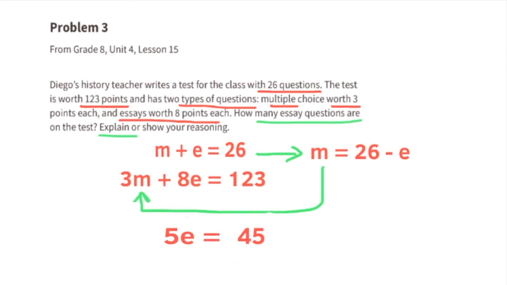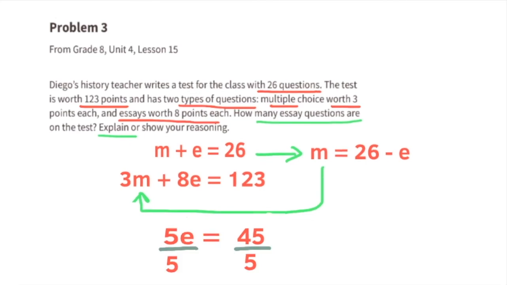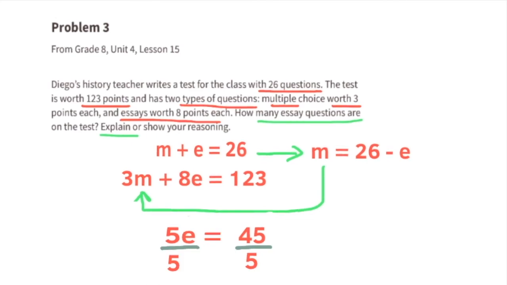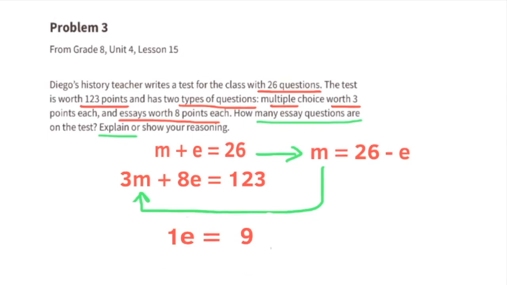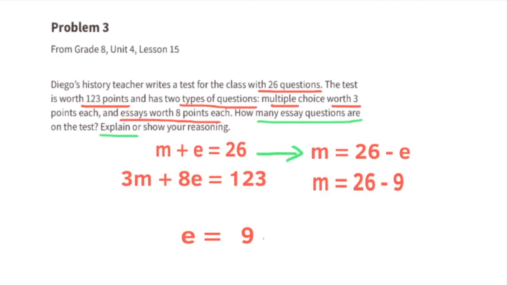We want just one e, so let's divide both sides by 5. 5e divided by 5 equals 1e, and 45 divided by 5 equals 9. We know that e equals 9. Now we can substitute e with 9, making m equal to 26 minus 9. So m is equal to 17. There are 9 essay questions and 17 multiple choice questions.